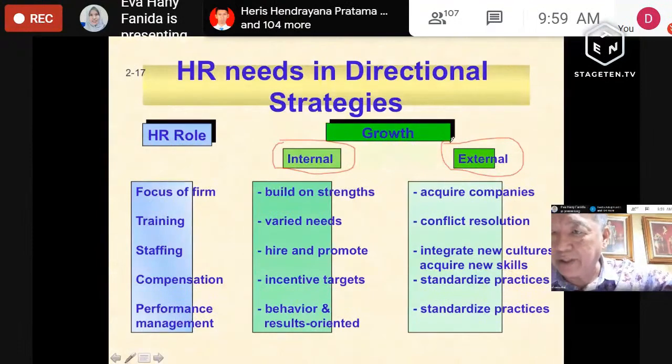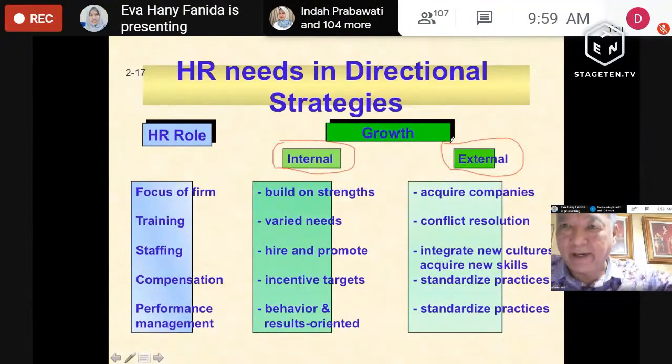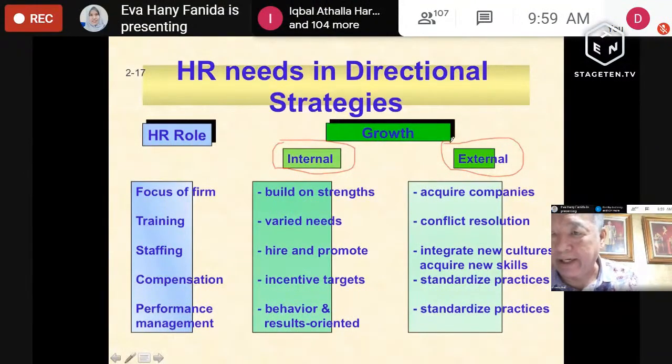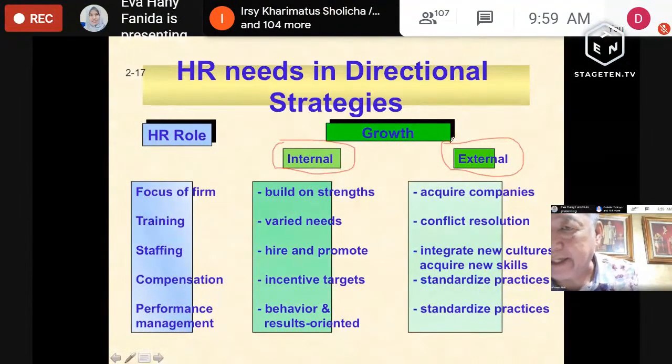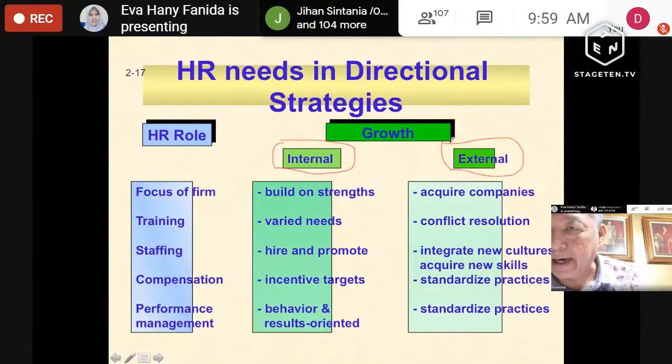And if we use external growth strategy, that is different, because we combine the other company with us in order to grow faster. So we use different HR practice from the internal growth strategy. Okay, go to next page.